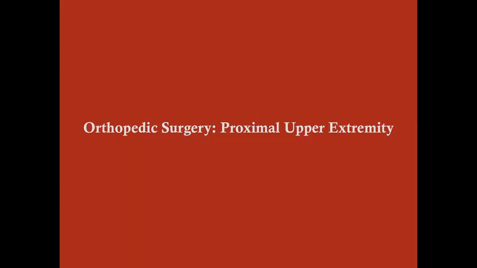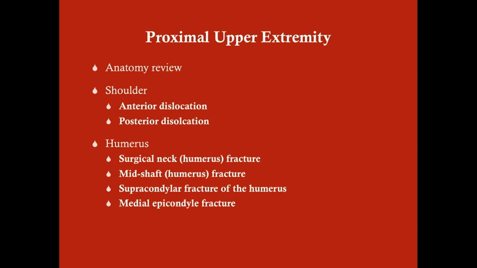Hello again, everybody. We are going to spend this lecture talking about the orthopedic problems that encounter the proximal upper extremity. So I included the shoulder here, even though the shoulder may be considered part of the thorax because it involves the scapula, but it does involve the head of the humerus, so I figured I would include it in here just for simplicity. So we'll talk about some of the dislocations of the shoulder, namely anterior and posterior.